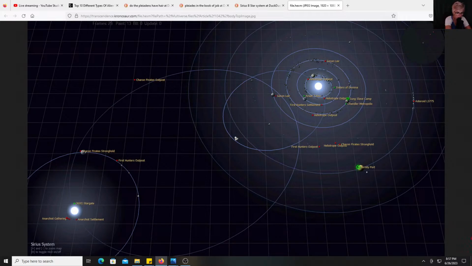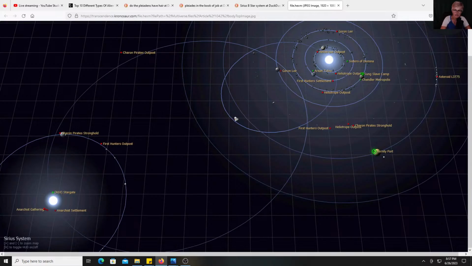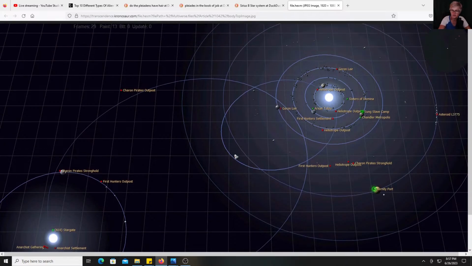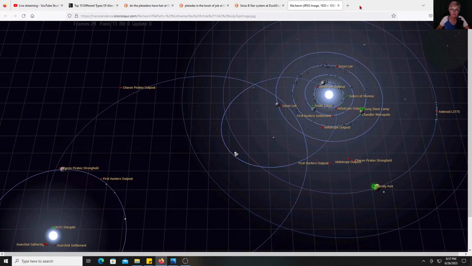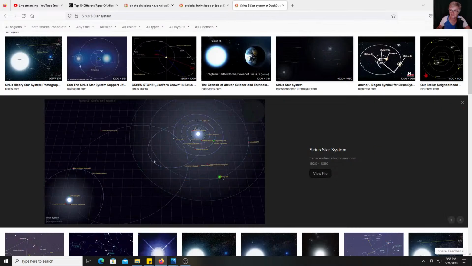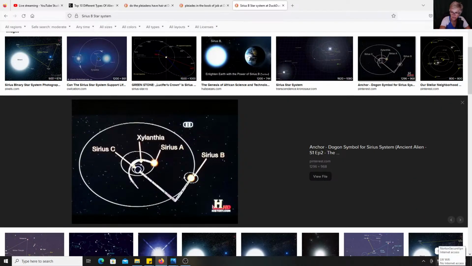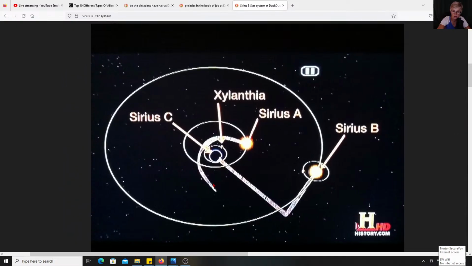Stargate. Anarchist Gathering. Is this a game or something? Oh, Chronosaur. This probably ain't even right, Gina. You're looking at a game. Well, it's pretty. It really is pretty. Oh, the symbol for the Sirius system. Ancient aliens.